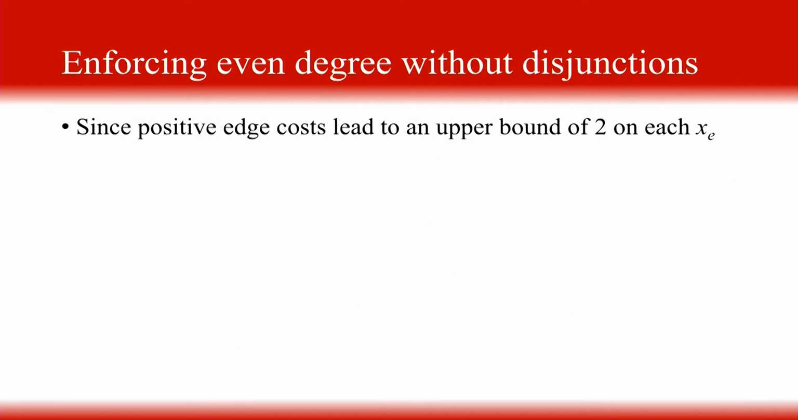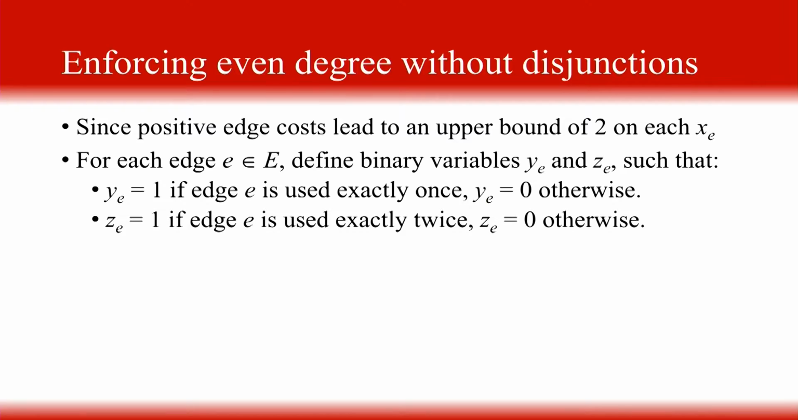Okay, since positive edge costs lead to an upper bound of 2 on each edge variable, here's where things get interesting. Let's define 2 new variables, y and z.